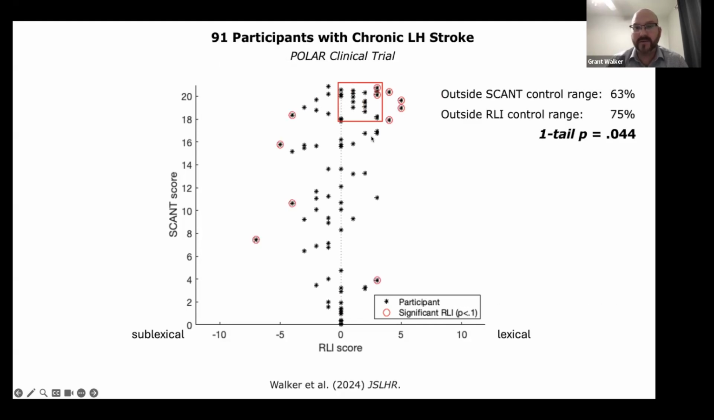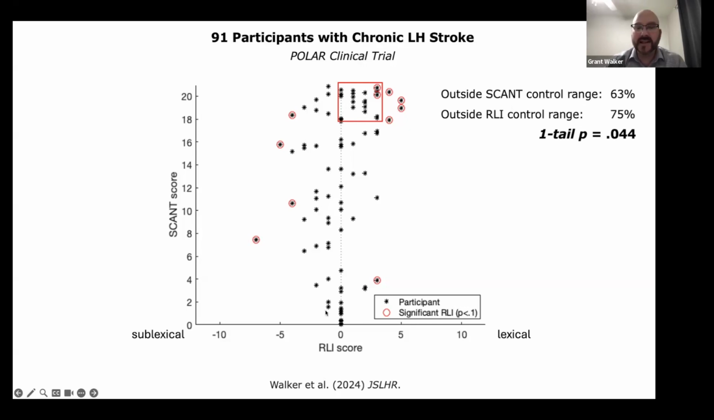So where do folks from the POLAR clinical trial fall? Well, clearly, quite a few are outside of that region. We get a spread along the y-axis, so the severity, but also we're finding folks who appear to be surprisingly better on one test than the other, which you wouldn't expect if it was just one sort of naming ability. About 63%, almost 2/3, were outside the scant control range.